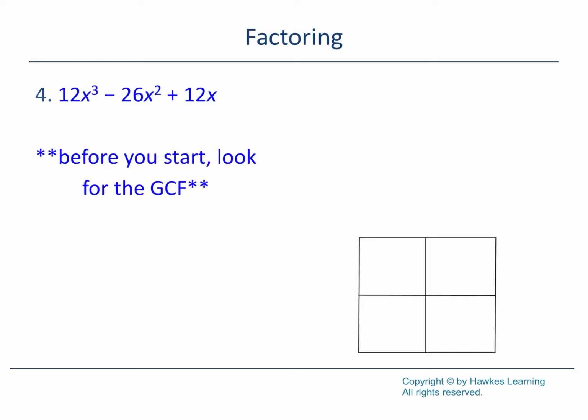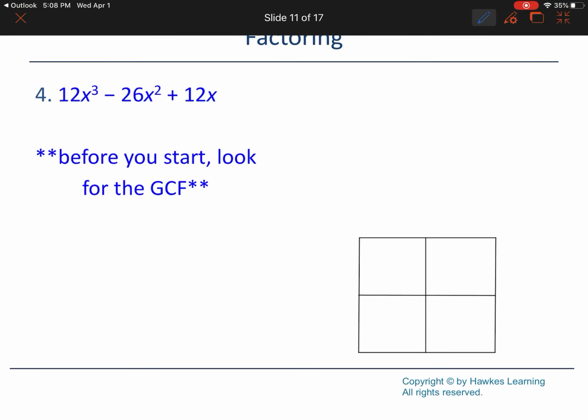Well, can you see something here? For sure we got an x. For sure there is an x as the greatest common factor. And now we look at the numbers. Okay, so 12, well 12 and 12, they have a lot in common, right? They have everything in common. But the 26 is 2 times 13.